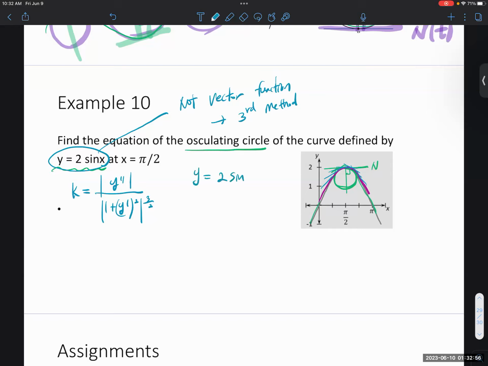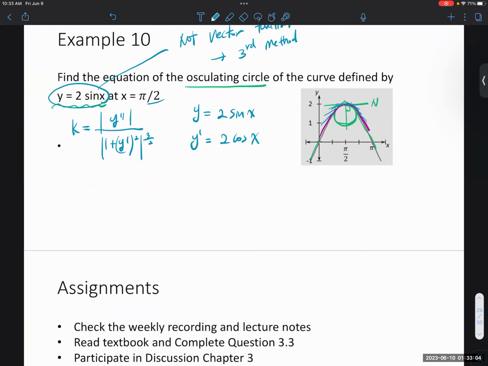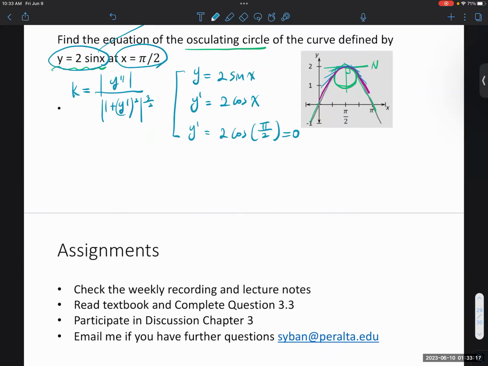y is 2 times sine x. y prime, what are you going to get? y prime is 2 cosine x. We want to know when x equals pi over 2. So I can measure y prime at pi over 2: 2 cosine pi over 2. Calculate it, and it is going to be 0. Let's take a look at the double prime. The derivative of 2 cosine x is negative 2 sine x. Then y double prime at pi over 2 is negative 2 sine pi over 2, which is negative 2.